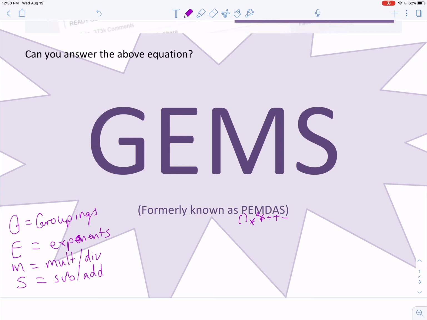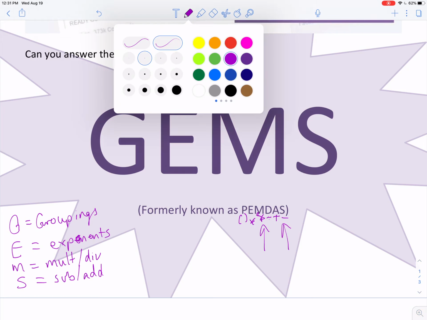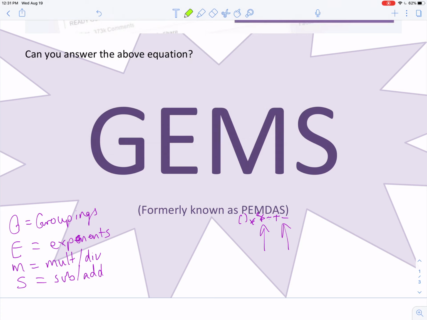But the reason I like GEMS better is because when you write PEMDAS this way with M and then D, A and then S, we lose track of the fact that multiplication and division are on the same level. You do them at the same level of importance. That's why with GEMS, where they're written at the same time, I like that better. So that's why we're going to try GEMS this year.